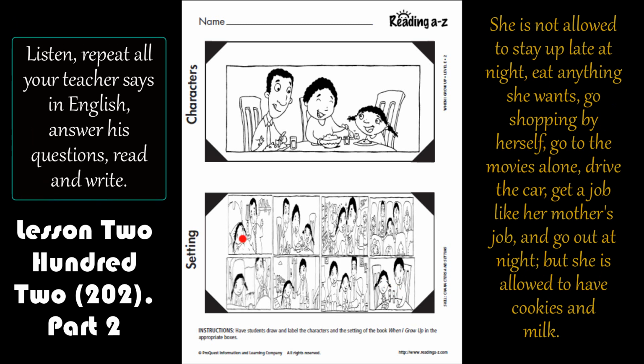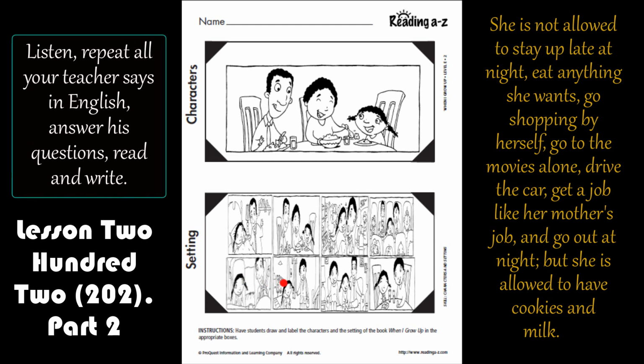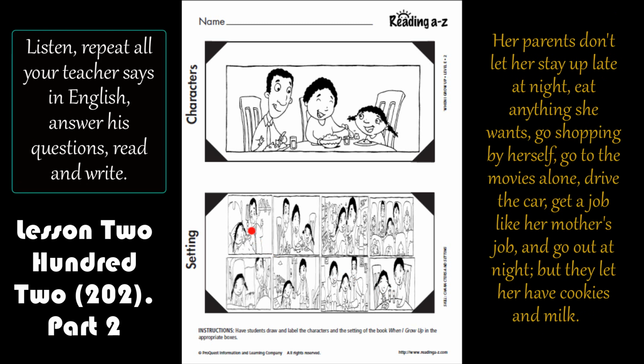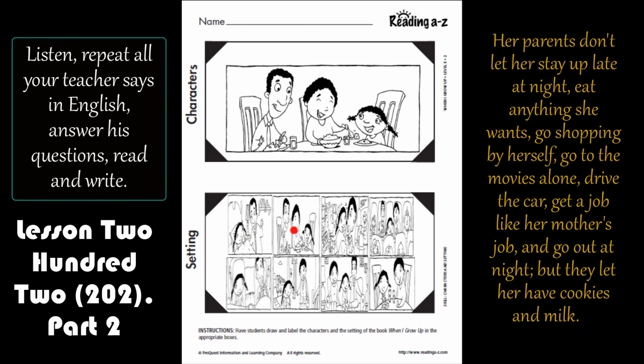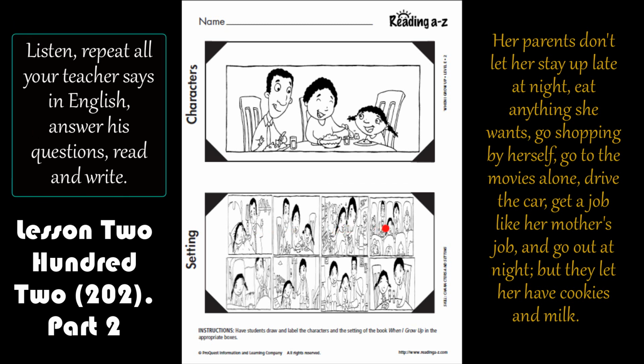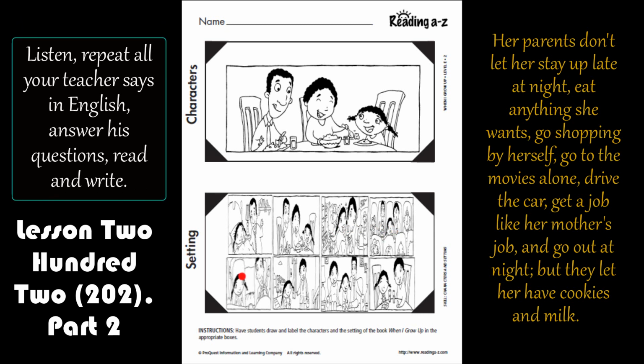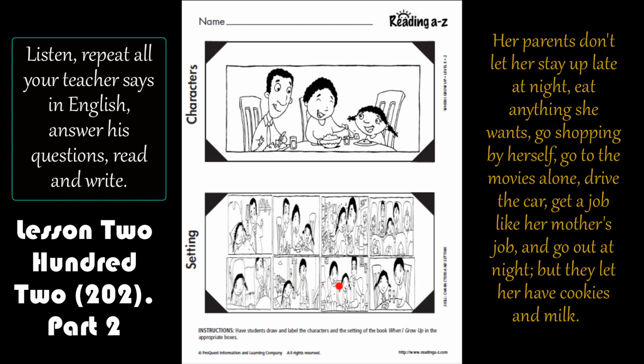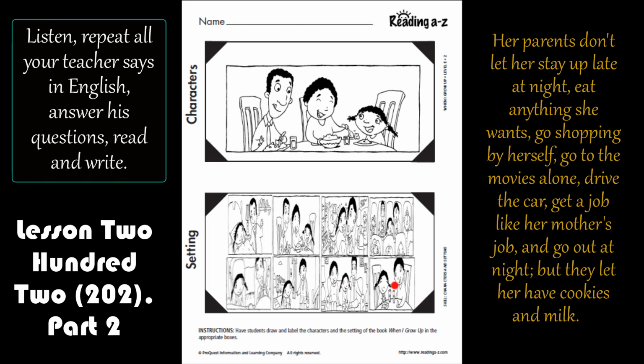She is not allowed to stay up late at night, eat anything she wants, go shopping by herself, go to the movies alone, drive the car, get a job like her mother's job, and go out at night. But she is allowed to have cookies and milk. Her parents don't let her do those things, but they let her have cookies and milk.